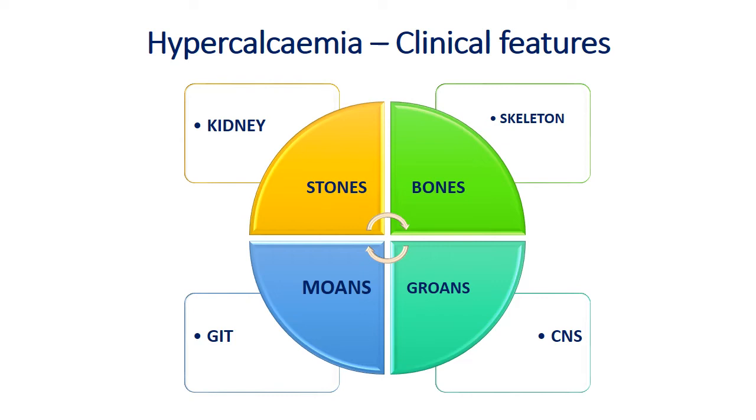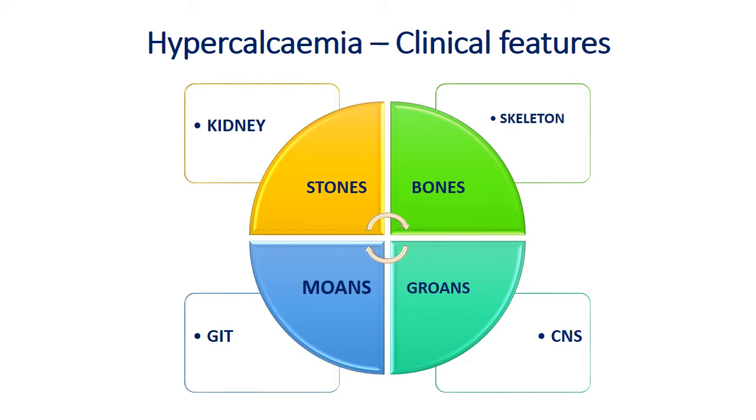Affection of the bones might lead to pain in the bones, might lead to fracture in the bones. Pain might be a result of pancreatitis. Other gastrointestinal features include nausea, anorexia, vomiting, constipation. The central nervous system might be affected so that the patient might be lethargic, the patient might be confused, and they emit groans, the so-called classic groans of hypercalcemia.